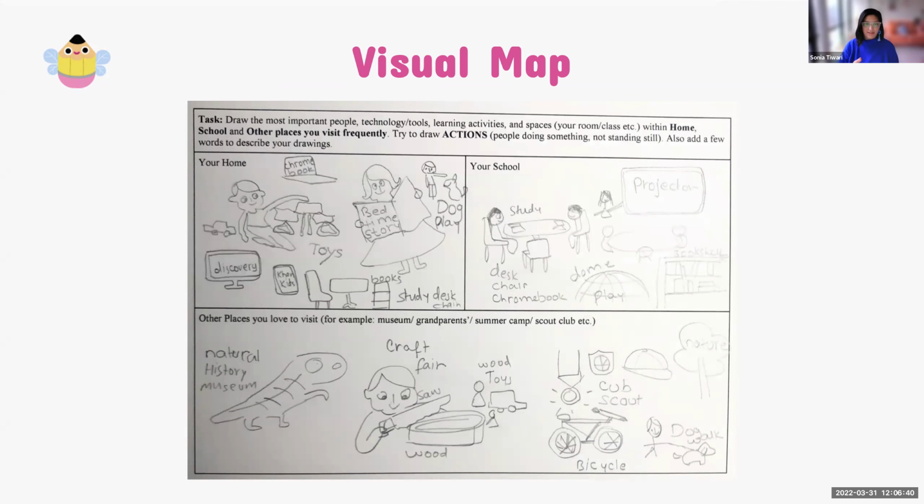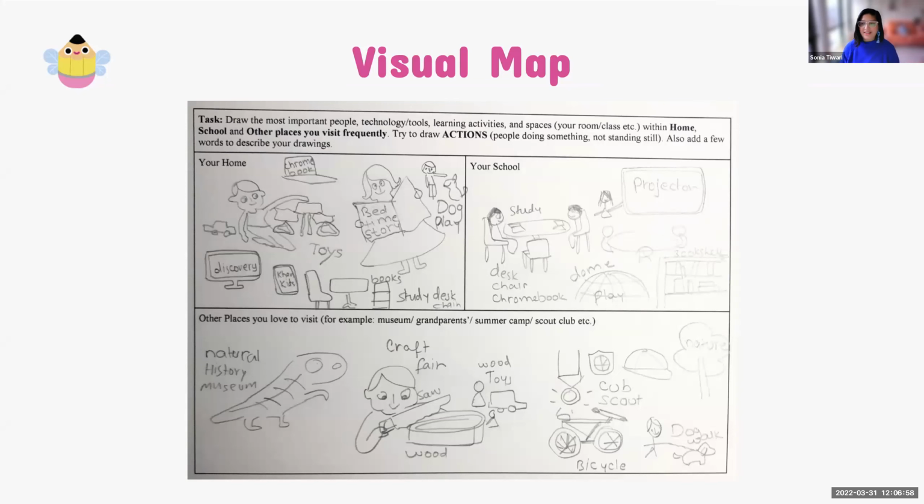So for example, this child has drawn a Chromebook, some, I guess, watching Discovery Channel on TV, or Khan Kids on iPad. They've drawn their pet, their sibling, I guess, or a mom reading a bedtime story.